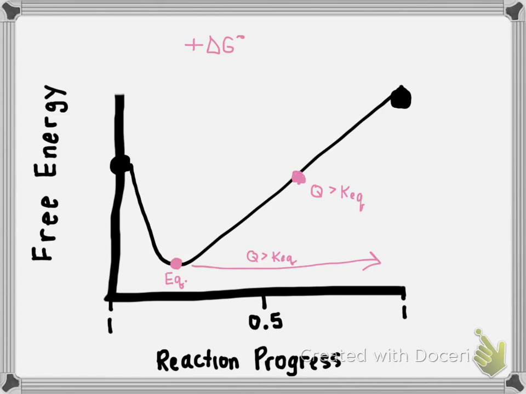We can think, if we're trying to go forward from this position, we're going to have to put in energy, right, to move it up in energy level. You know, if this were a ball on a hill, we would have to put in energy to push it up. And so when Q is greater than KEQ, going in the forward direction is going to be non-spontaneous. And so we'll have a positive delta G for the reaction.